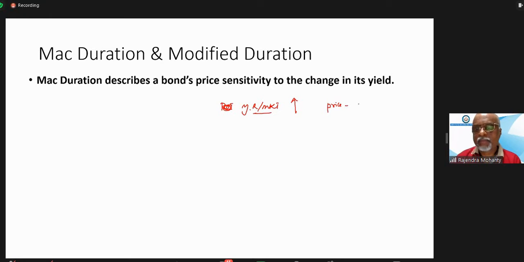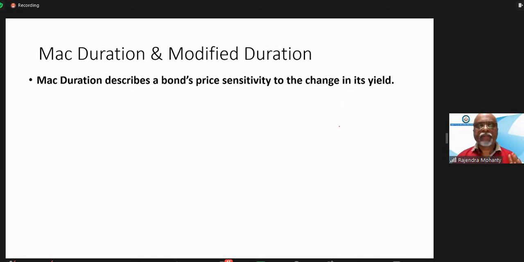Fall. What happens? Price will be falling, going down. Always 100%. This is the answer. When the yield rate is falling down, price will go up. So this is the relation you have to remember.